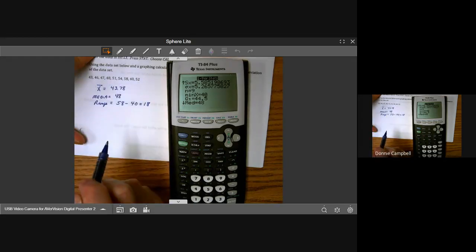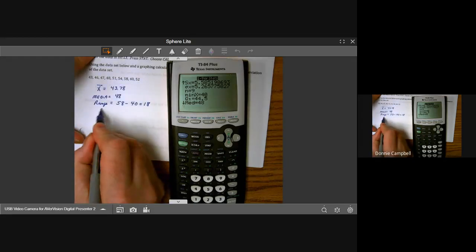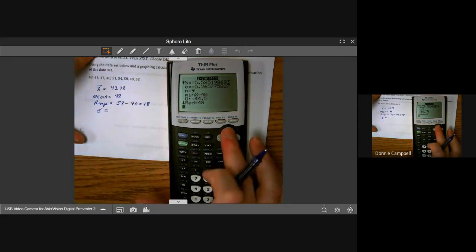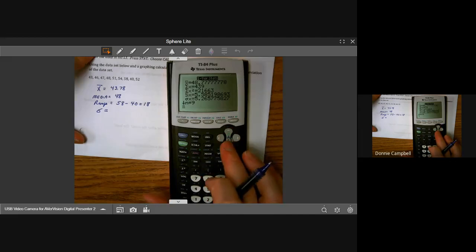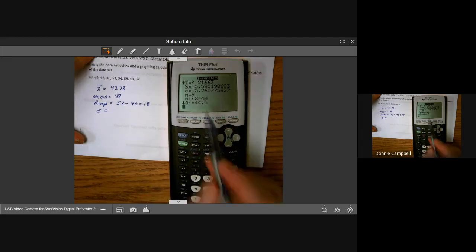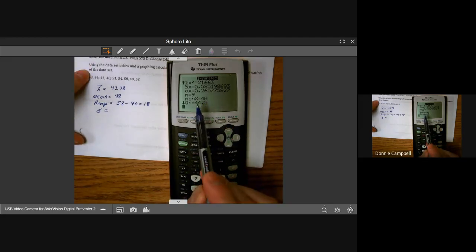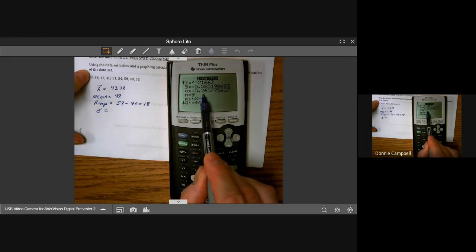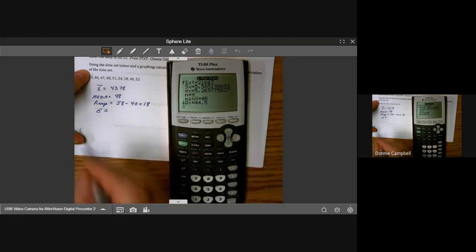And then my standard deviation, you just arrow, it's right there. Don't use it. It's this one right here. There's your standard deviation, which is 5.27.